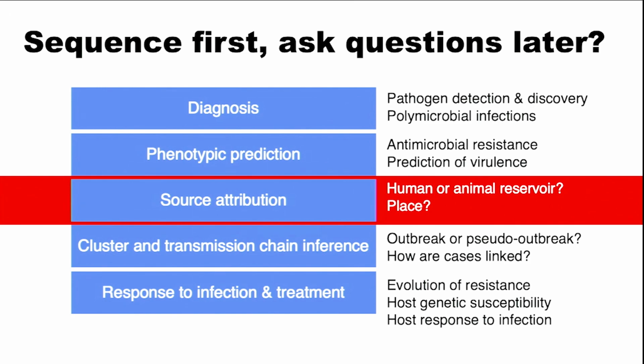And then finally, I'm not really going to talk about this, but it's an important thing. How do our interventions, human interventions in terms of treatment, vaccinations, affect microbial populations and the selection pressure we put them under, and what's the link with host genetic susceptibility and host response? Okay, so next slide, please.